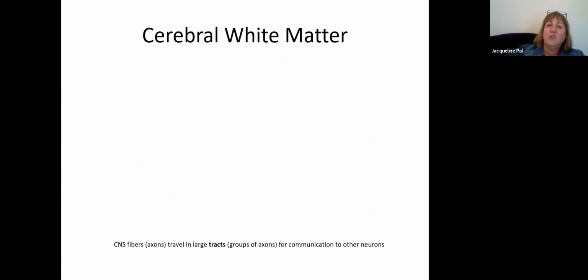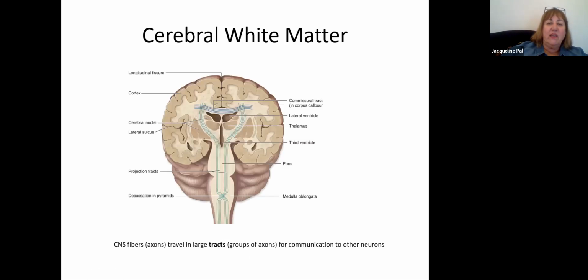So that brings us to the white matter in the cerebrum. And as you recall, the white matter is what part? That's right. It is the axons of the neurons, and they travel together in the brain. And in the peripheral nervous system, we call those nerves. But inside the brain matter, we call those groups of axons tracts. Okay. So we have 3 different types of tracts of white matter.